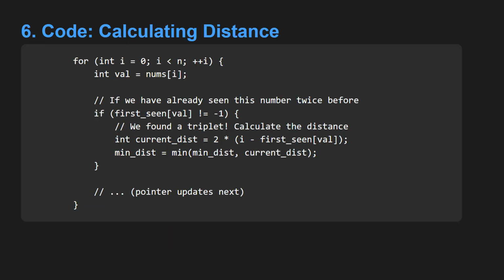Inside our main loop, we iterate through the array. For each value, we check if its first seen index is not -1. If it is valid, it means we have just found the third occurrence of this number, completing a triplet. We calculate the current distance as 2 times the current index minus the first seen index, and update our minimum distance.